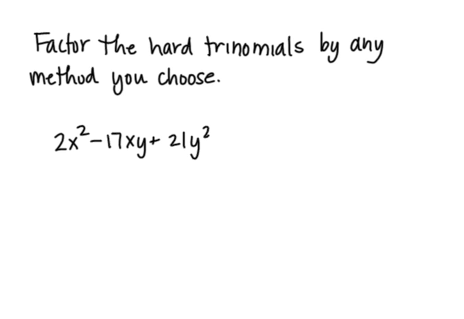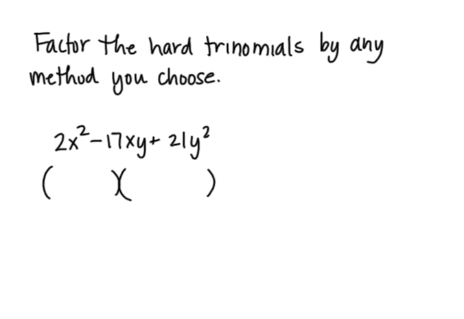Now then, going back, we talked a lot about the hard trinomials. We worked them by trial and error, and we also worked them by grouping. In the rest of this section, I'm just going to work a few, probably by trial and error. My first problem is 2x squared minus 17xy plus 21y squared. Let's forget about the numbers for a second.